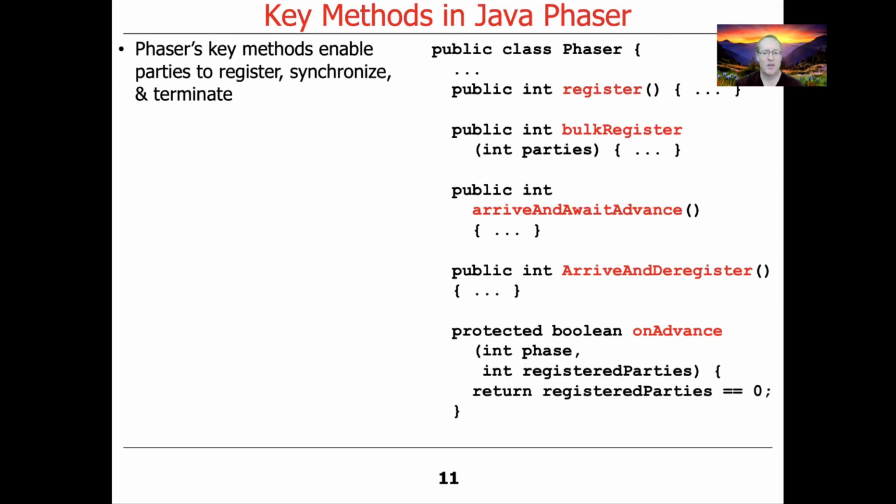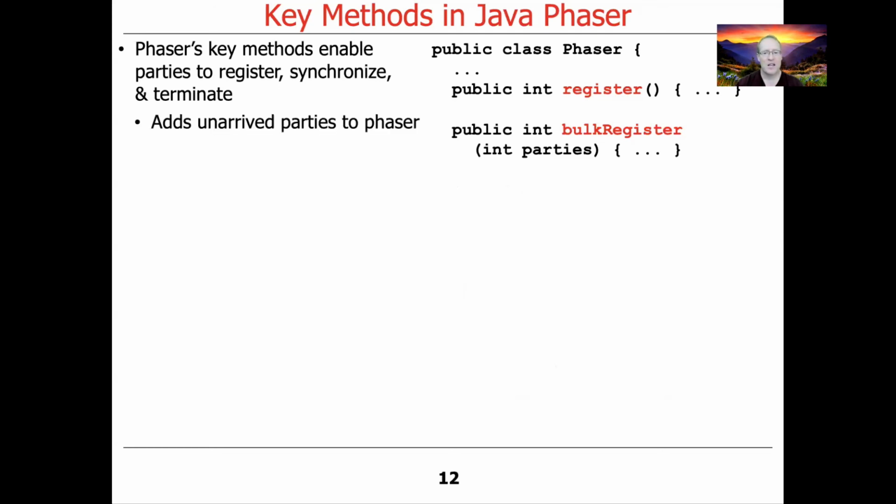We then have a bunch of other methods. There's 5 or 6 methods that are important here. And these methods are used to enable parties or threads to register, synchronize, and terminate the phaser and the phases that it's working through. A couple of methods are used to add unarrived parties to the phaser. So this is basically like incrementing the count of parties dynamically.